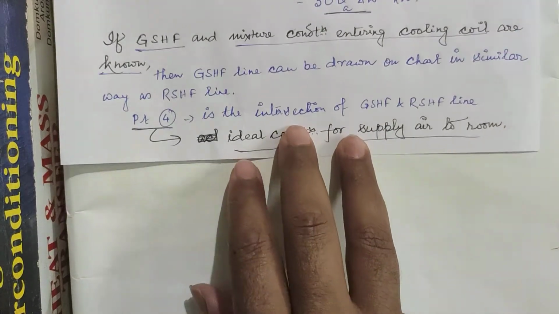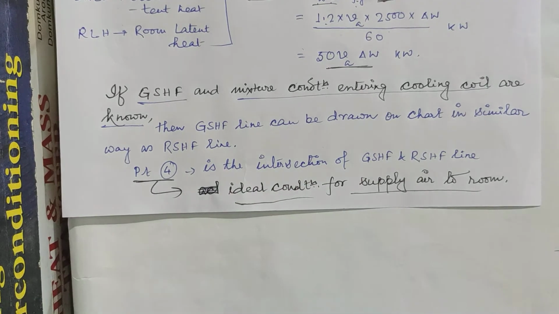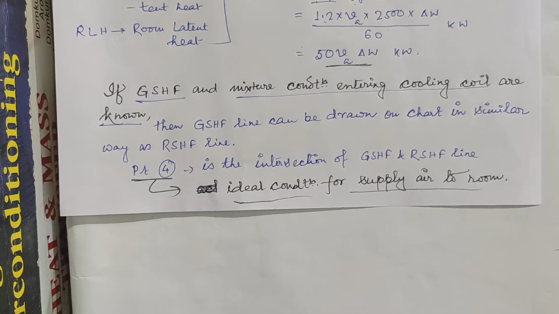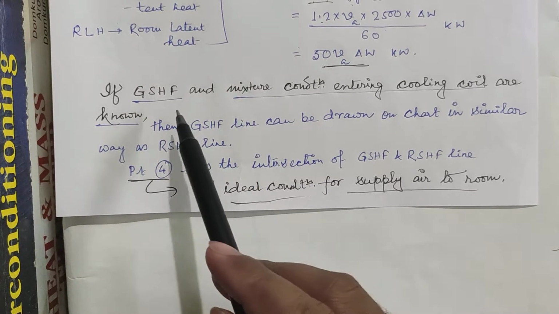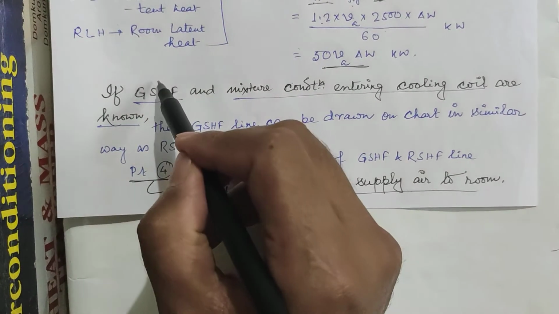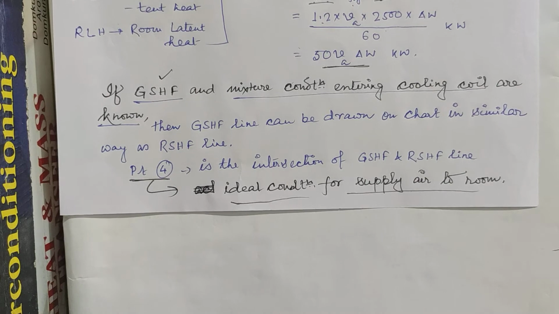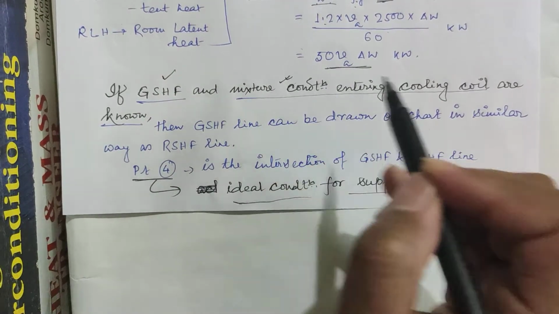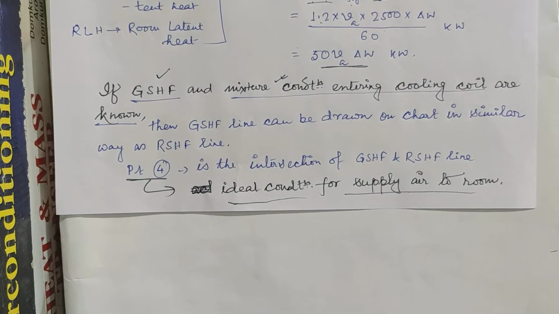Okay, so by this way we can calculate the grand sensible heat factor. Now if the value of GSHF is known, as well as the mixture condition of air entering the cooling coil is known.